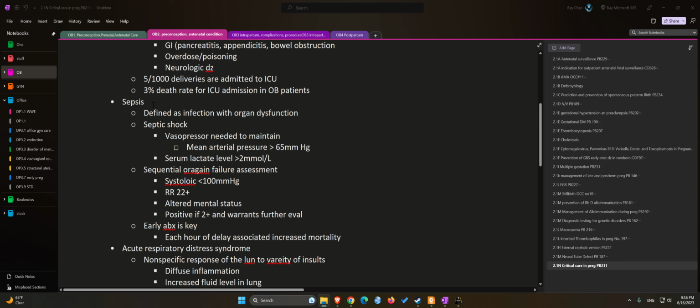And then let's talk about sepsis. So sepsis is defined as infection with organ dysfunction. Septic shock is defined as needing vasopressors to maintain mean arterial pressure greater than 65 millimeters of mercury. Serum lactate level is also greater than 2 millimoles per liter.